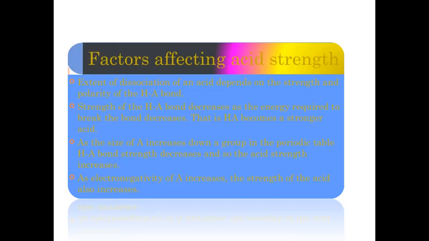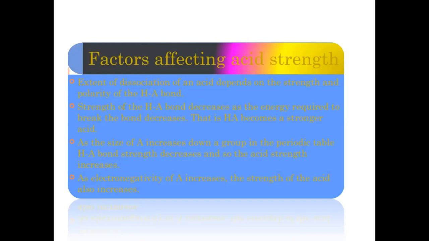Or if the electronegativity of A increases, the strength of the acid also increases. Like we'll take one example, students. For an element in the same group of the periodic table, the HA bond strength is the most important factor, student. As the size of A increases down the group, HA bond strength decreases and acid strength increases. For example, out of HF, HCl, HBr, HI, the acid strength of HI is greater because the size increases, right? So we can easily break the bond.